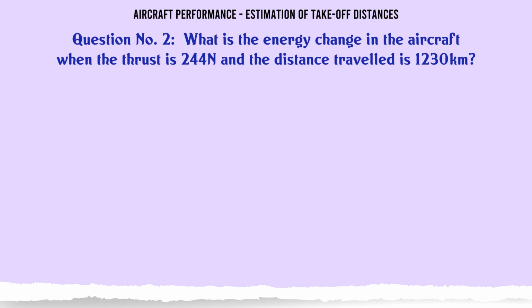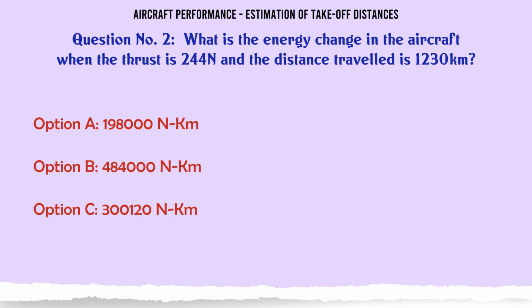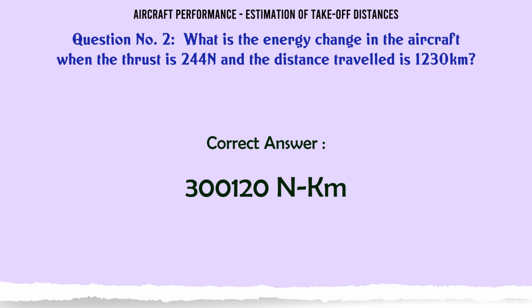What is the energy change in the aircraft when the thrust is 244 N and the distance traveled is 1230 kilometers? A. 1,98,000 N kilometer. B. 4,84,000 N kilometer. C. 3,120 N kilometer. D. 2,34,553 N kilometer.